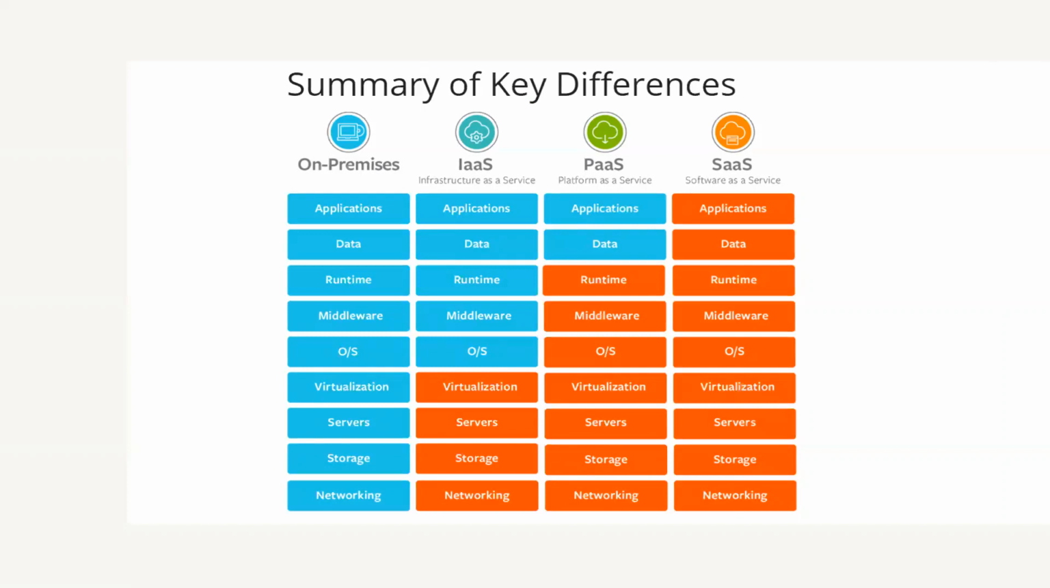If you look at software as a service, all the control will be with Oracle. Oracle will maintain the application, data, middleware, servers, storage, and networking. Everything will be handled by Oracle. If you take platform as a service, the customer will have access or control over the application and the data, but the middleware, server, and storage will still be handled by Oracle.